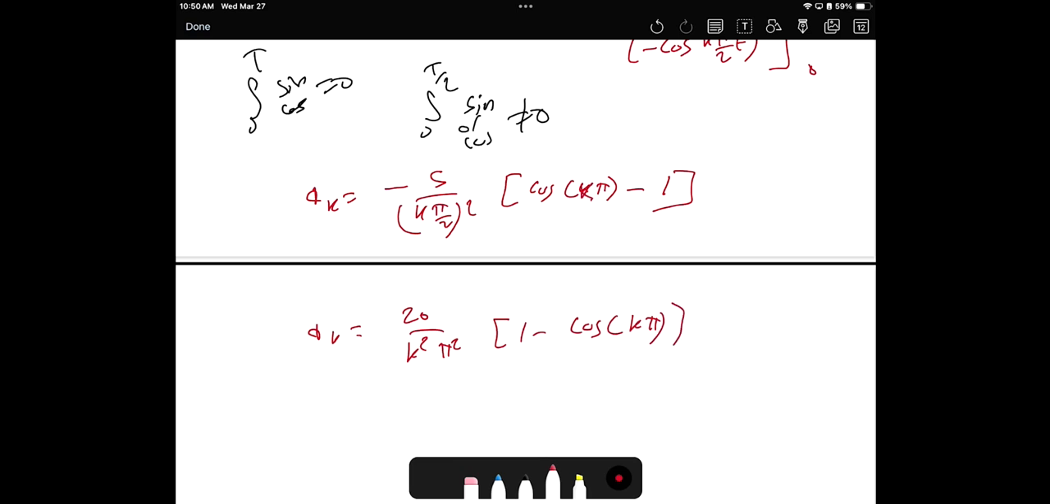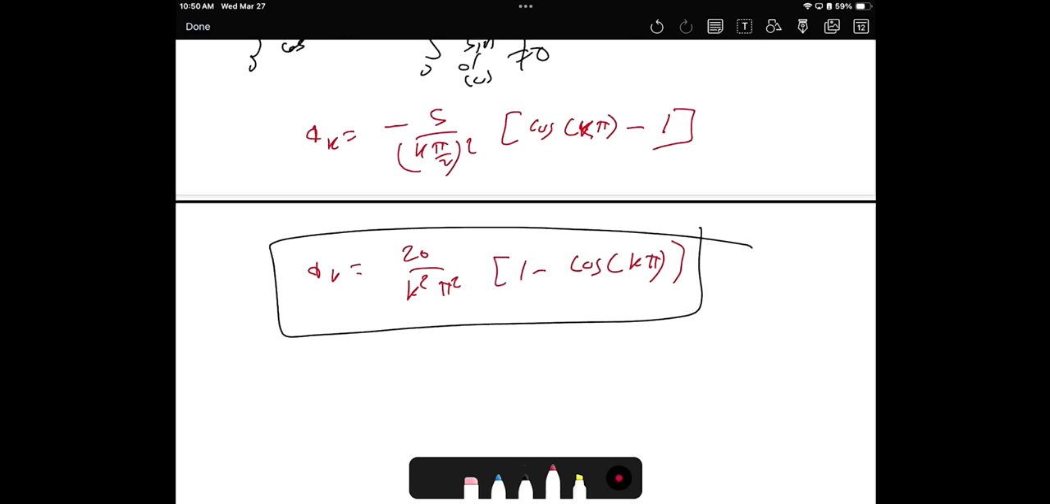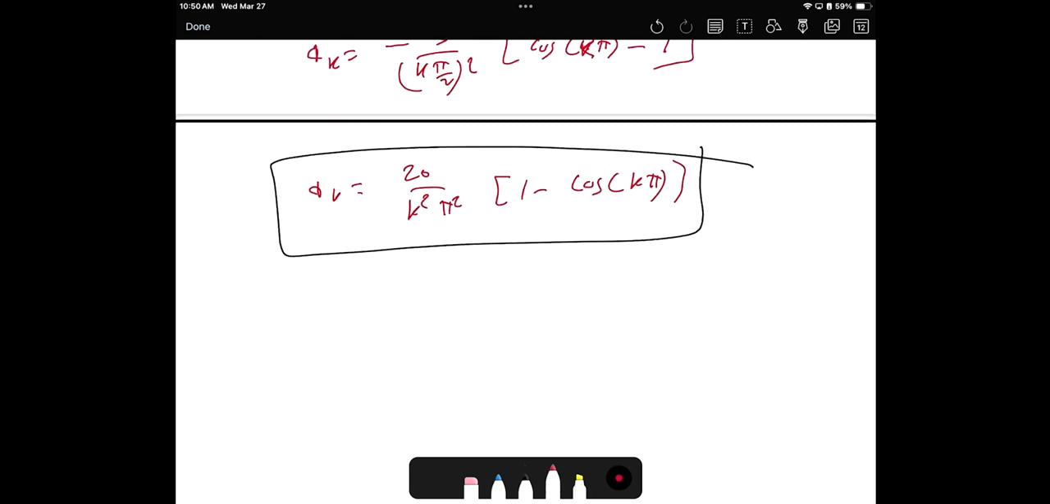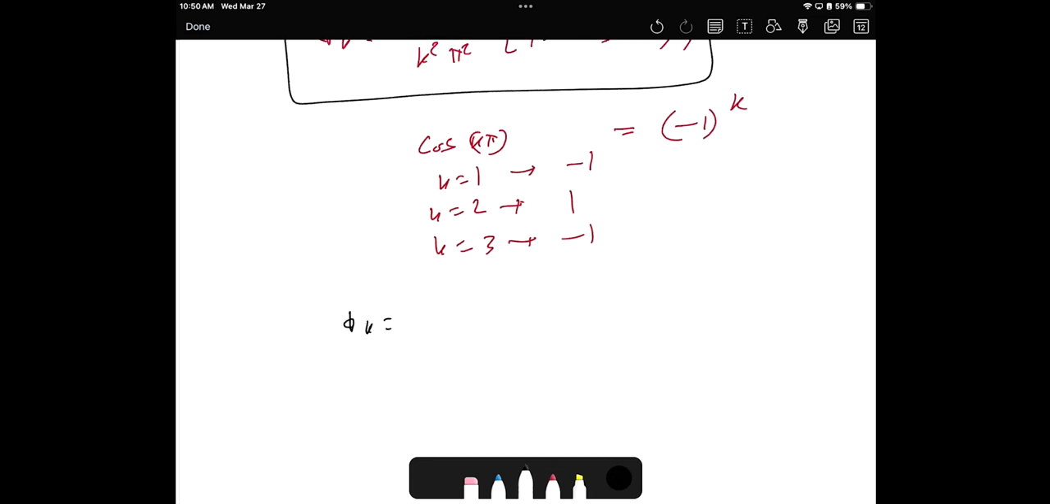So that's a sub k. As a result, cosine k pi, when k equals 1, will be negative 1; when k equals 2, it will be 1; when k equals 3, it will be negative 1. So it can be replaced by negative 1 to the power k. So a sub k will be 20 over k squared pi squared times 1 minus negative 1 to the power k.